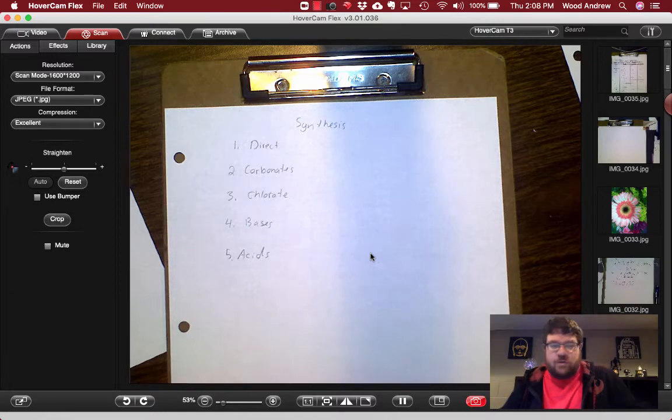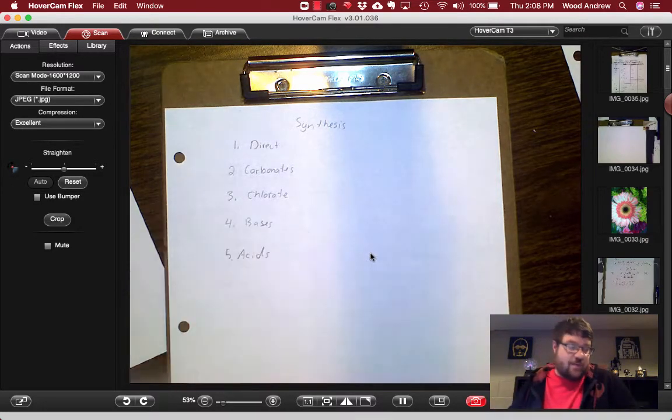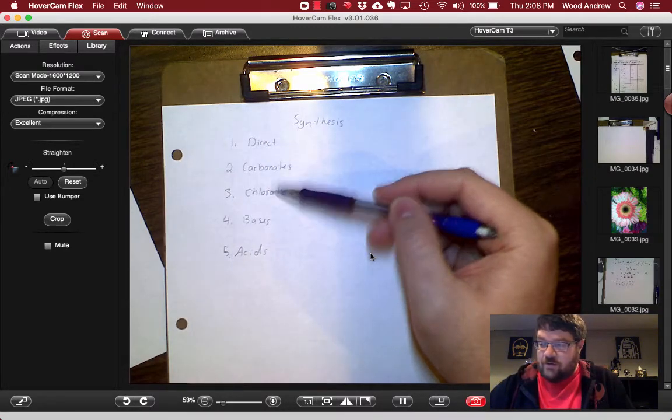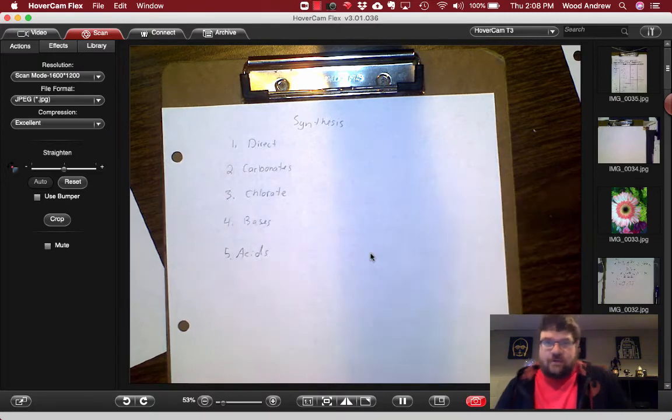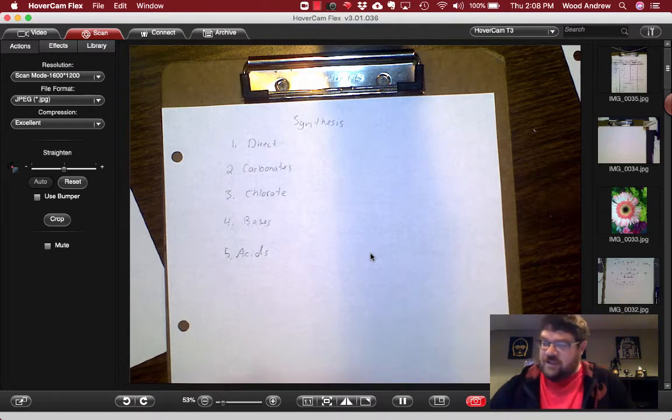So, right now I'm going to be looking at reaction types synthesis. This is a follow-up to reaction types decomposition because they're essentially the same thing. If you take a look, I have a list up here already. Synthesis types of reactions: direct, carbonates, chlorates, bases, and acids. That's exactly the same as our list of decomposition reactions because they're effectively the same thing. They're just going in opposite directions. Remember, with decomposition, you start with one compound and split it into two. With synthesis, you're starting with two compounds and squishing them together to make one, chemically speaking.